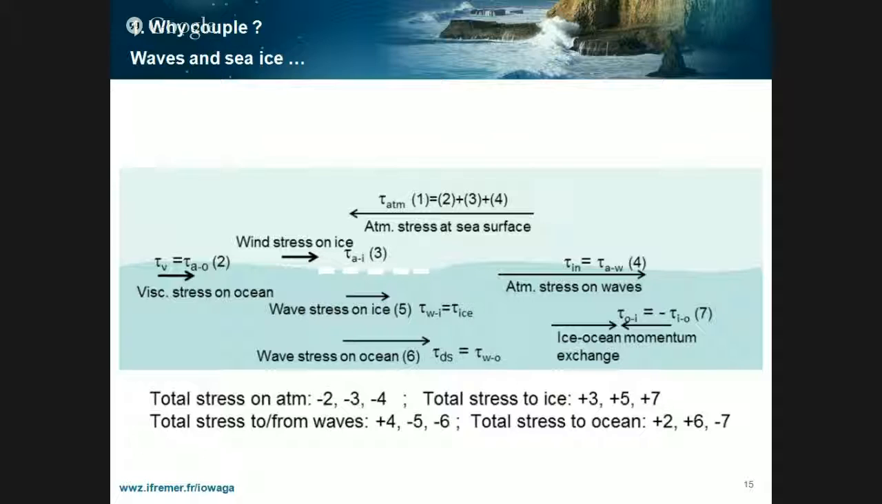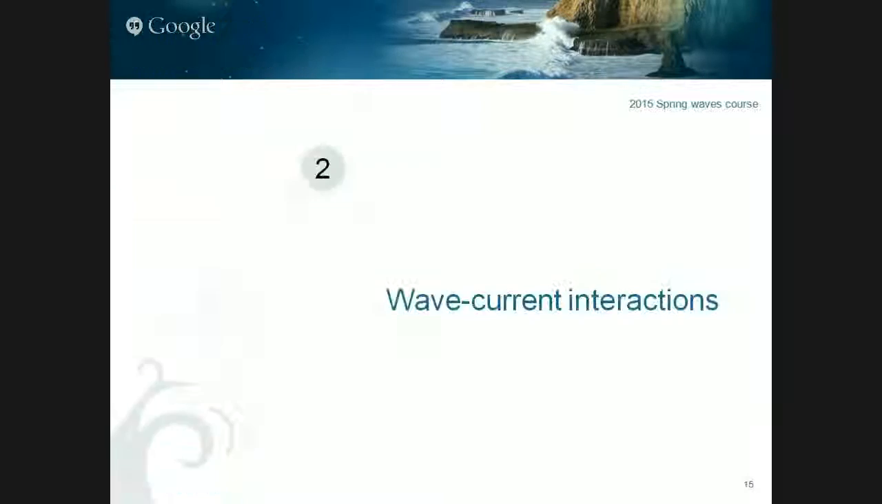So here you go. So you're changing the size of the ice floes. You change the rheology of the ice, and so we're having a lot of fun with this right now. All right. So a few things about the wave current interactions before I leave the floor to Joris. Joris will talk more into the practical aspects of how these things are coupled.